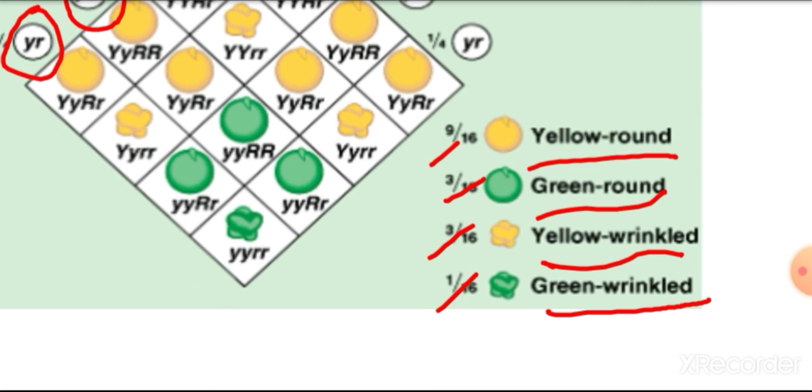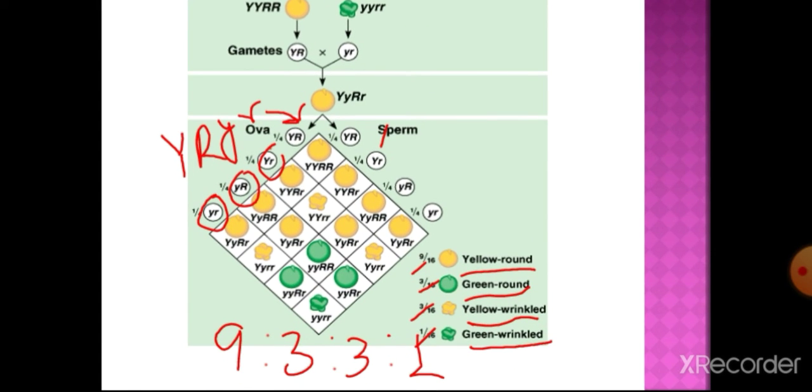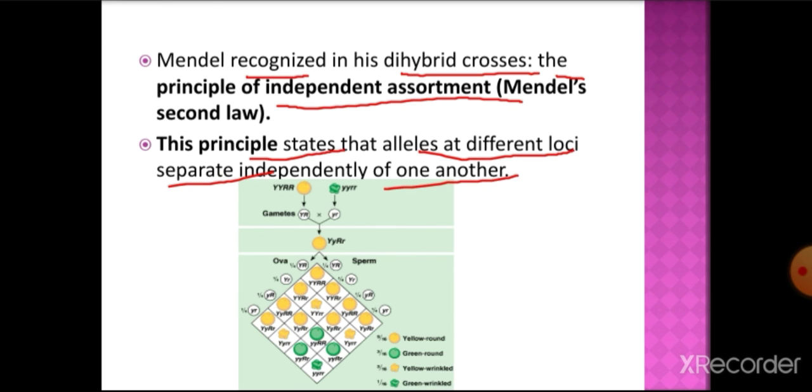So the phenotypic ratio becomes 9:3:3:1. This is the phenotypic ratio in the dihybrid cross. Now what does it show? Mendel used this experiment to explain the law of independent assortment. How? Let's see. The law of independent assortment. Mendel recognized in his dihybrid cross the principle of independent assortment. This principle states that the alleles at different loci separate independently of one another.